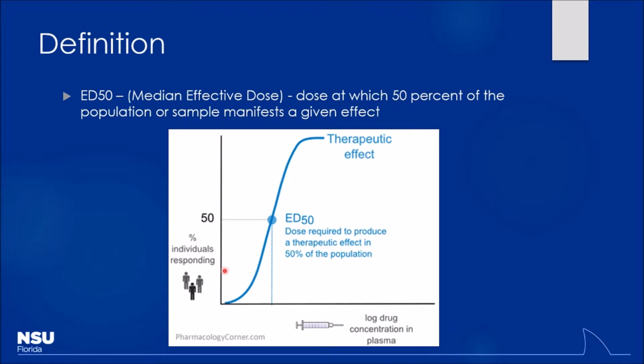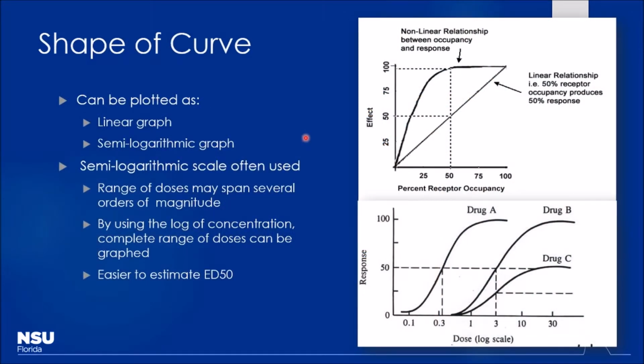Now, do you think we dose drugs here at the ED50? Probably not, right? I don't want to give a drug to a patient and say, there's a 50% chance you're actually going to have the beneficial effect I'm looking for. You think the patient's going to be like, no thanks, bud. I'm good. They probably want it closer to 100%, right? So you may be dosing much closer to the maximum therapeutic effect, but the point being is that we can compare different drugs together by comparing their ED50s, and so that's going to be really important, as we'll show you in just a few minutes here. Now, the shape of the curve can be plotted a couple different ways. Usually you're going to see that we do it on a semi-logarithmic curve.